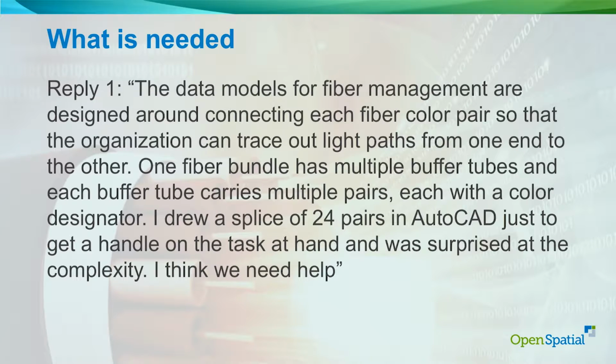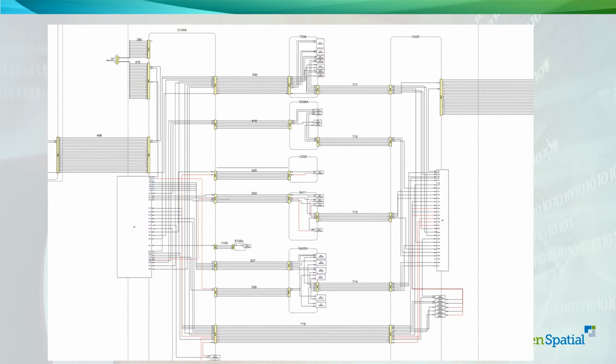One of the replies to that earlier question, from someone who has obviously been around the block a few times, says the data models for fiber management are designed around connecting each fiber color pair so that the organization can trace out light paths from one end to the other. It says one fiber bundle has multiple fiber tubes, and each tube carries multiple pairs, each with a color designator. And then the classic follow-up: I drew a splice of 24 pairs in AutoCAD so I could get a handle on the task, and was surprised at the complexity, and I think we need help. It's kind of interesting. Who understands what he said there?